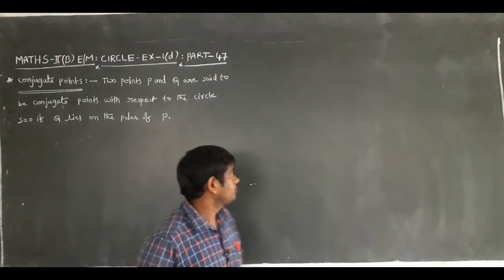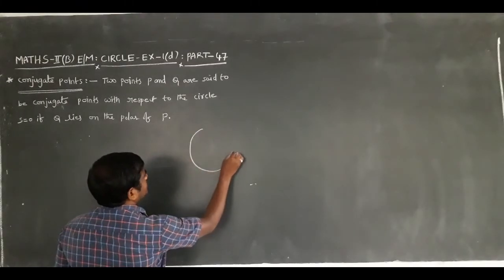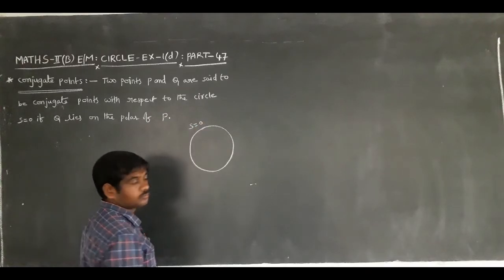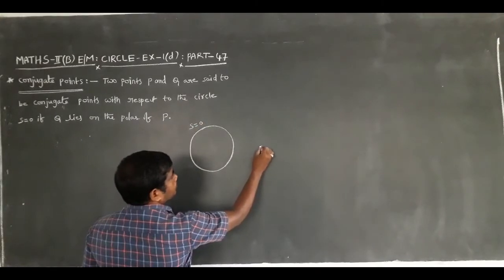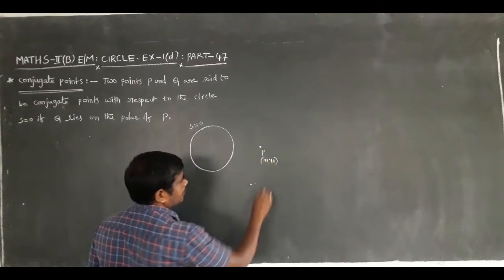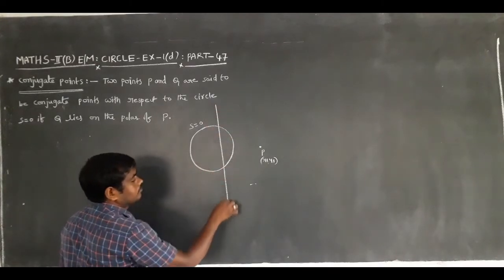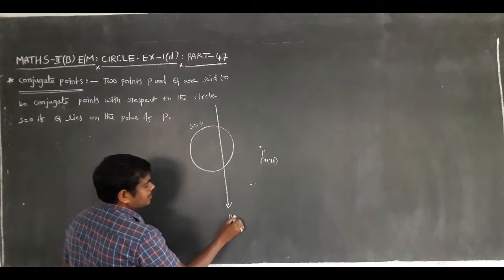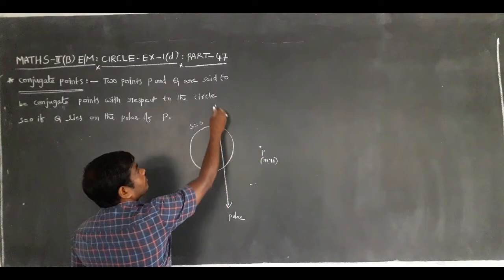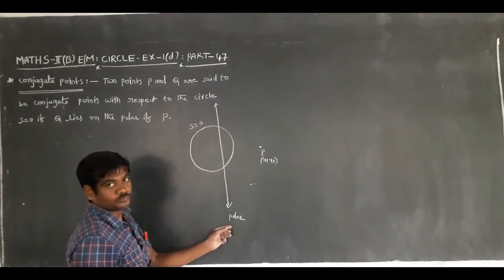Conjugate points. This is the equation of the circle S = 0. This is the point P (x1, y1). Equation of the polar of P with respect to the circle S = 0.